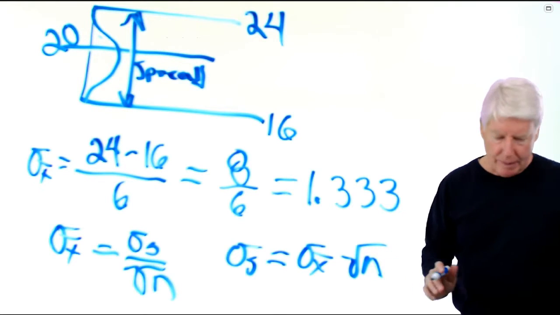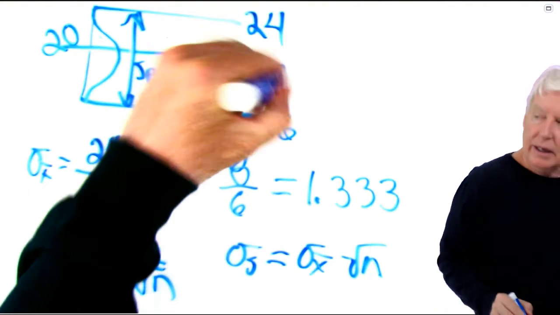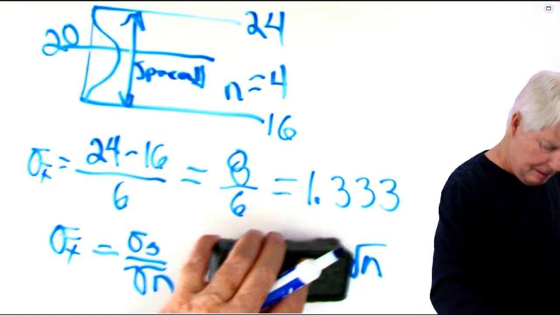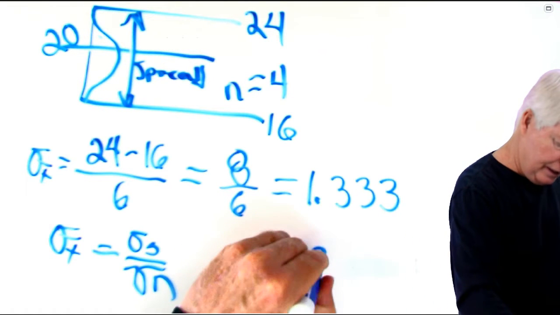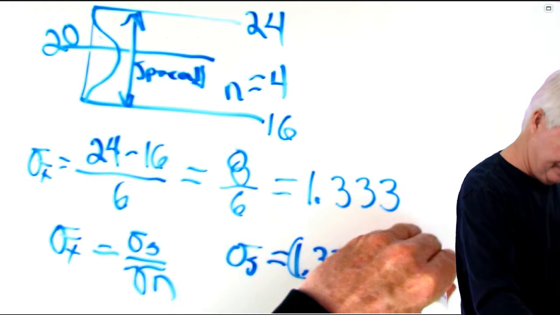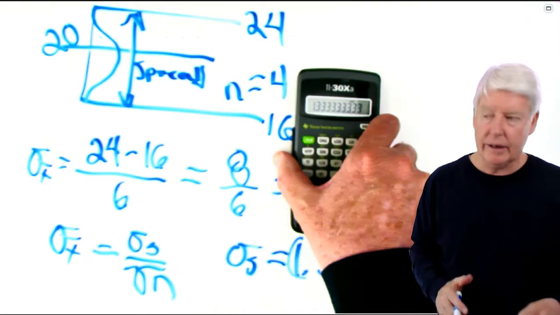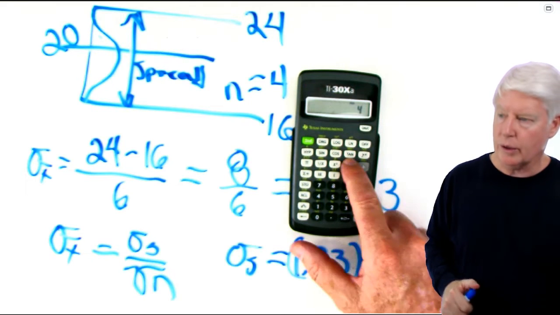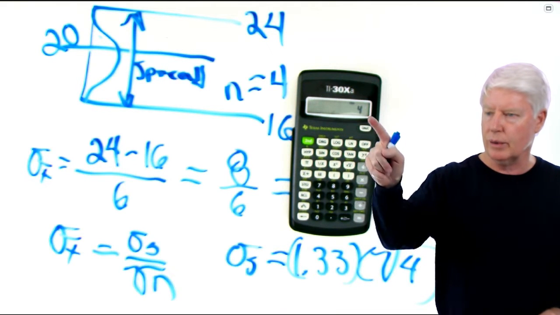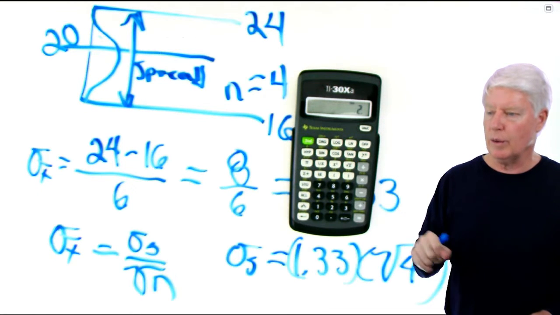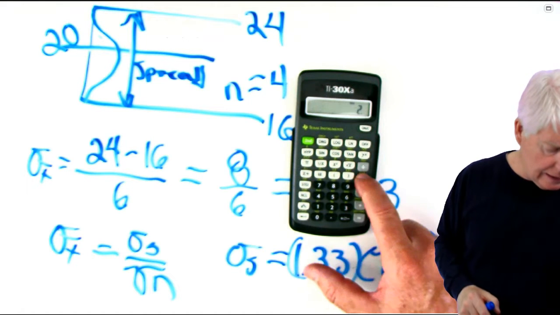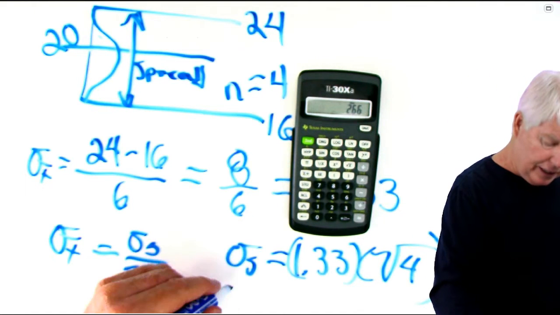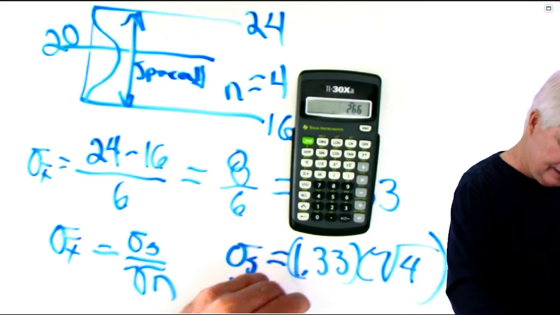And n is 4, sample size of 4. I'll write this down here. I should have done it earlier. It says right in the question the sample size is 4. So we know this is 1.33. So I'll put that in there. 1.33 times the square root of 4. Then I'm going to use my calculator to calculate that. So I'm going to go 4 square root. There's my square root of 4. It gives me 2. So 2 times 1.33 gives me 2.66. So sigma of single events equals 2.66.